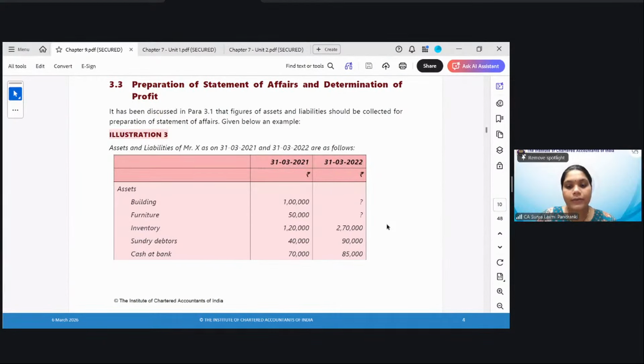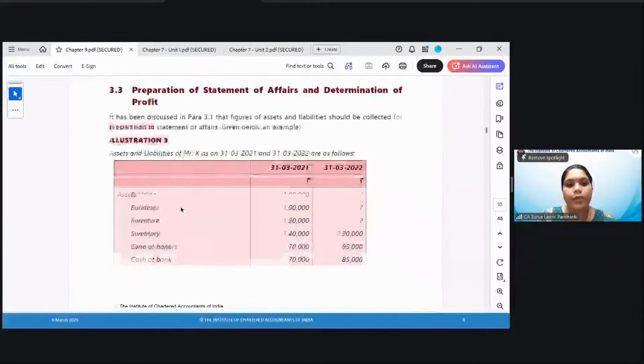Okay, now look at this question. In this question, we have some assets information and liabilities information given on two different dates. One is 31st March 2021 and the other is 31st March 2022. So you have building, furniture, inventory, debtors, cash. But you don't have the value of building and furniture as on 31st March 2022. Can we calculate, suppose you have the opening balance, can we calculate the closing balance of any asset?